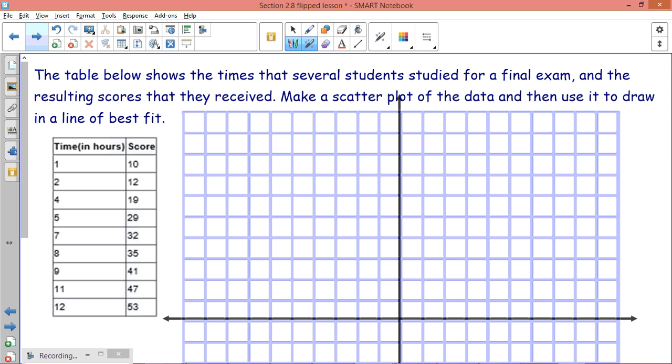All right. If you're still copying, you can pause the video for a second. I'm going to move on.